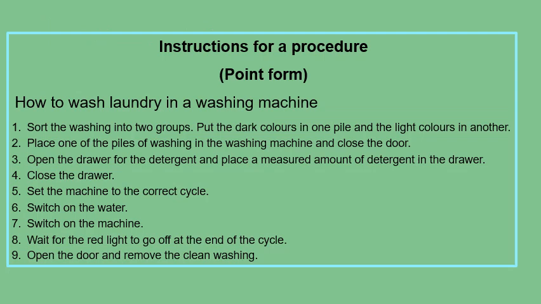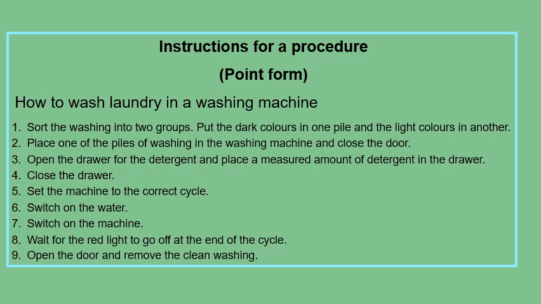I've given you an example, instructions for a procedure. This is in point form, and it says how to wash laundry in a washing machine. You have 1 to 9 points. Point number 1. Sort the washing into 2 groups. Put the dark colors in one pile and the light colors in another. Place one of the piles of washing in the washing machine and close the door. Open the drawer of the detergent and place a measured amount of detergent in the drawer. Remember, detergent is the soap.